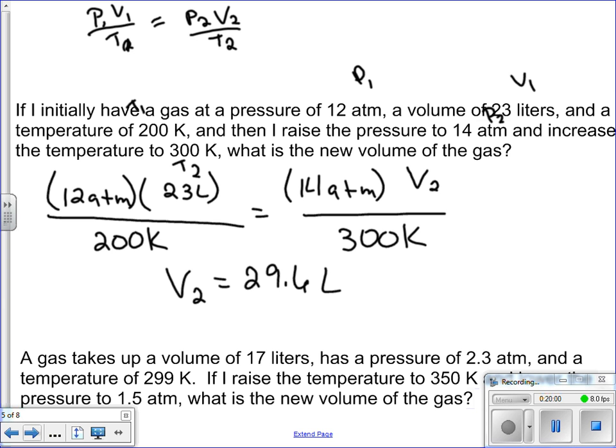29.6 liters. Because we have so much going on, it's really hard for us to look and compare to say, okay, well, temperature increase, so our volume increase. Well, pressure increase, so volume increase. This one gets kind of tricky. So we need to be very careful with our math and check it as we go.